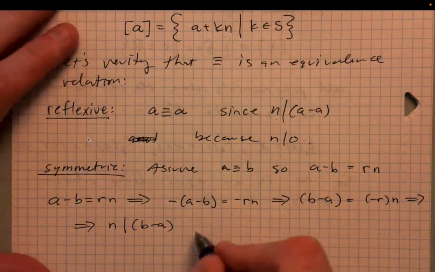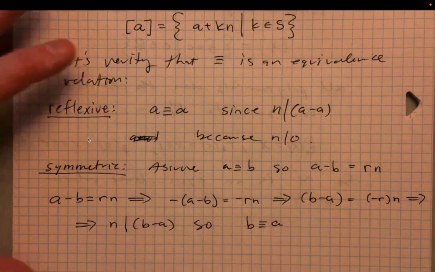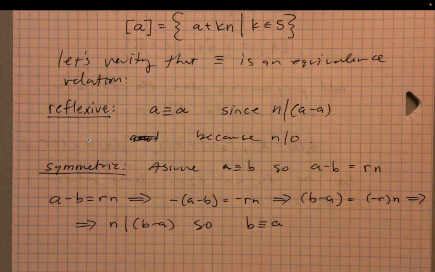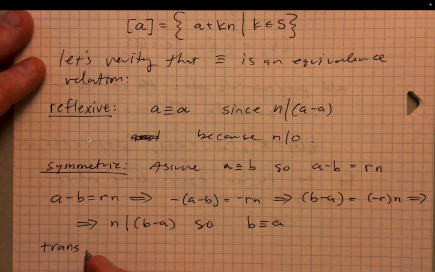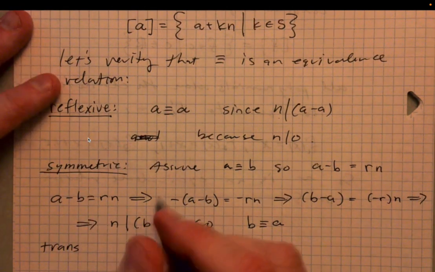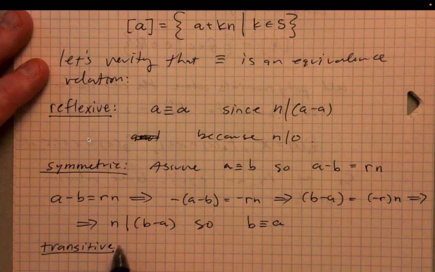And so B is congruent to A. B is equivalent to A, we'll say. We're not really using the congruence language here, but if A is equivalent to B in this setup in terms of modular arithmetic, then B is equivalent to A. All right. And then the final property is that we need to prove that the relation is transitive in order to show that it's an equivalence relation.